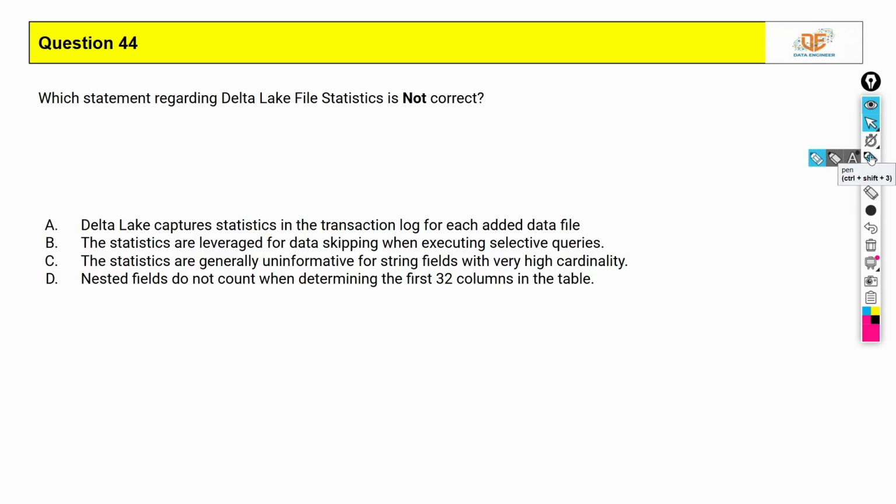No, what it will do? It will consider those 4 and those 4, so it will count it as 8 columns. So that's why in the statistics it will also consider the nested columns. Including nested columns, the first 32 columns will be there. The answer is going to be D.